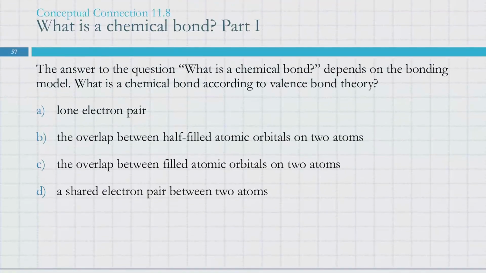All right, thinking about what is a chemical bond, it depends on the bonding model. According to valence bond theory, that's the one that we've just been talking about, what causes or what forms a chemical bond? Is it a lone electron pair? Is it an overlap between half-filled atomic orbitals? Is it an overlap between filled atomic orbitals? Or is it a shared electron pair between two atoms?